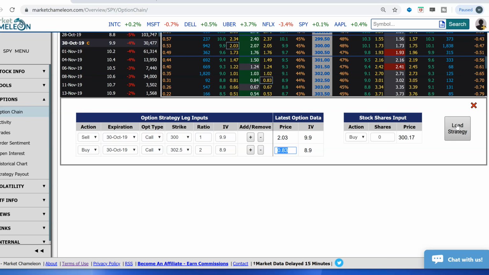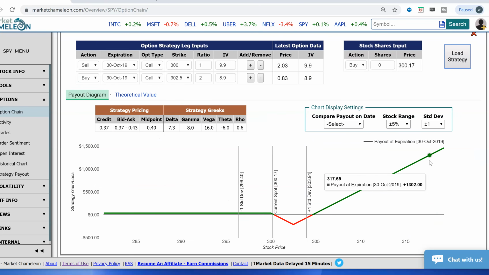I'm going to run this strategy, load strategy, so you could see what it looks like at expiration. That's the payoff diagram. You could see here, right now, I would collect 37 cents in credit. Midpoint is 40 cents here, so just keep that in mind because this lets you know how far away it is from the midpoint. You always want to try to execute your trades as close as you can to the midpoint because that's kind of like the market fair value at that moment.